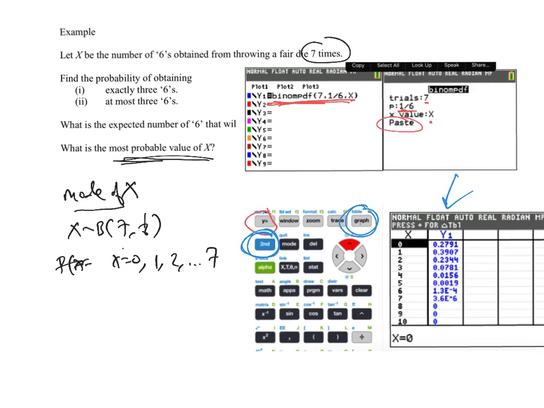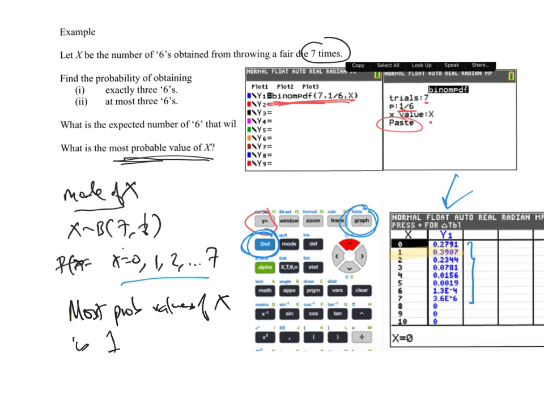When this screen appears, you notice that the probabilities that will occur will be for 0 to 7, because these are the 8 possible outcomes. To find the most probable value of x, you will choose the x that gives you the highest probability. The one with the highest probability should be this, for x equals to what? 0.3907. So to answer the question, the most probable value of x is 1.